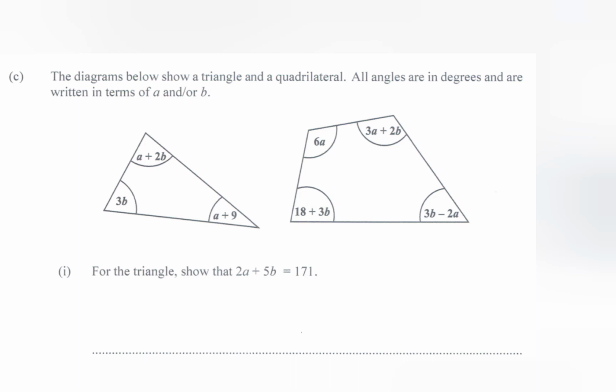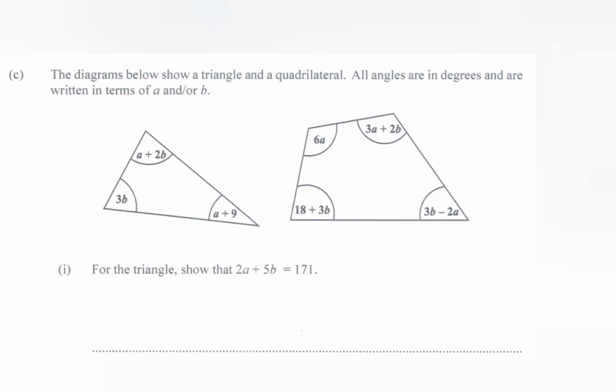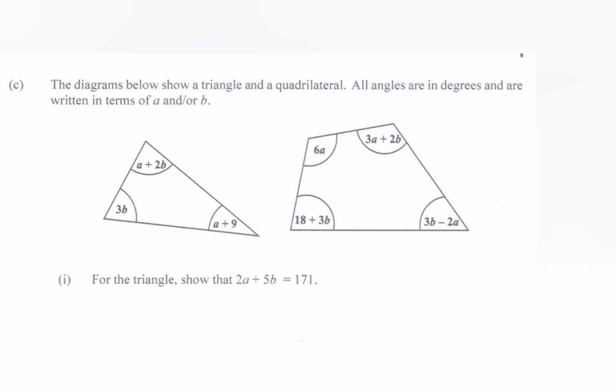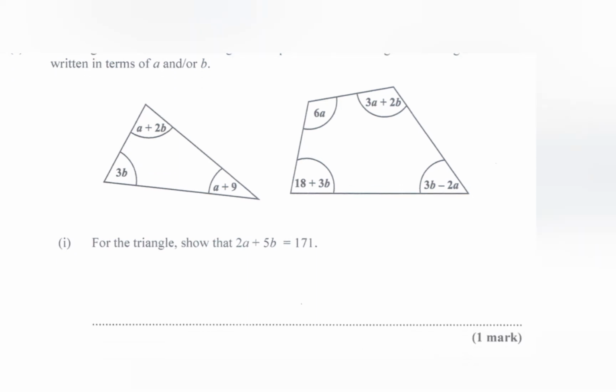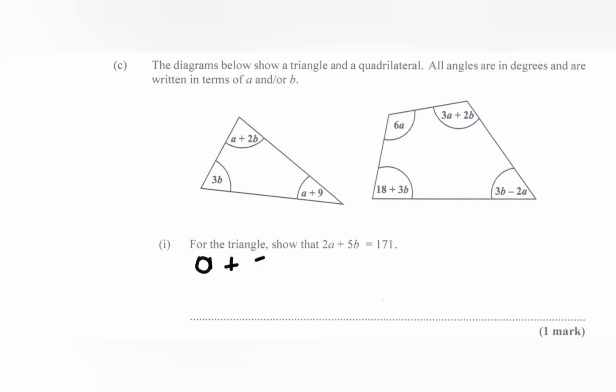So 3b, a plus 2b, and a plus 9 will equal 180 degrees. So let us look at all the like terms. We're highlighting the a's and also the b's. So we have 3b there and we have 2b up there. So what we're going to do now, we're going to formulate an equation with these terms, and we're going to equate it to 180 degrees. So we're going to have a plus 2b plus 3b plus 9 is equal to 180.